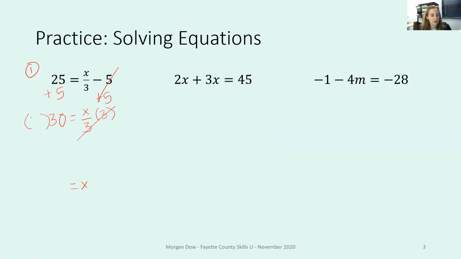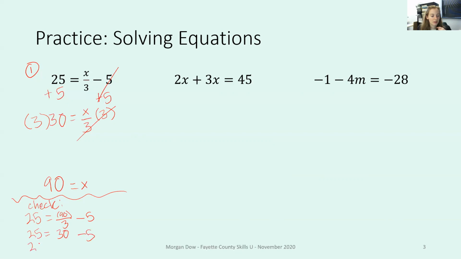Same thing to the other side. And so we are left with x equals 90. And that's our solution. We can double check our answer by returning to the original equation and substituting 90 in place of x and following the order of operations to do the calculation. So 90 divided by 3 is 30.